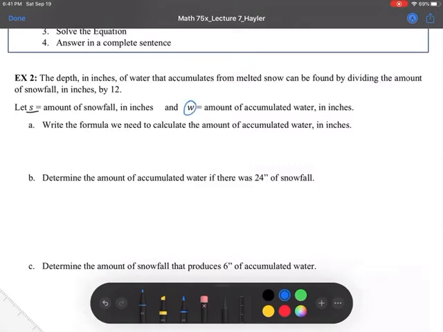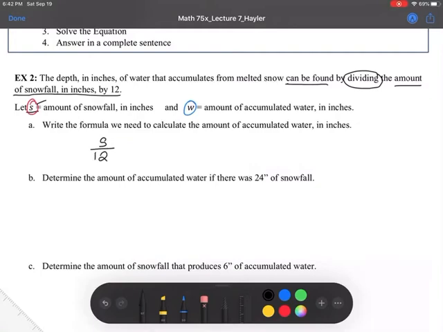And for part A, we're told to write the formula we need to calculate the amount of accumulated water in inches. All right, so let's look at our problem. We're told the depth in inches that accumulates from melted snow can be found. Okay. It can be found by doing what? Dividing the amount of snowfall by 12. Okay. So, we're going to divide the amount of snowfall by 12. Well, S is the amount of snowfall, so we're going to divide S by 12.